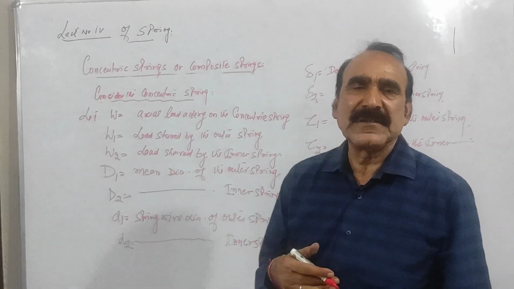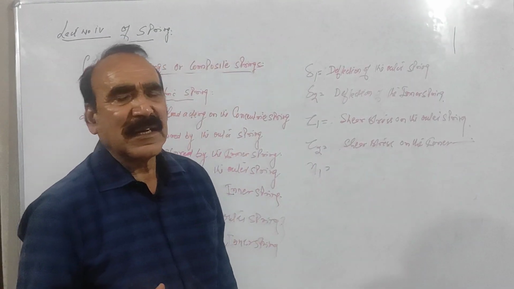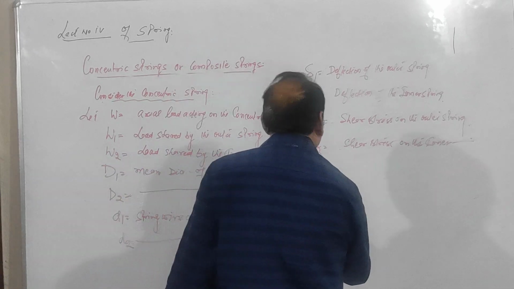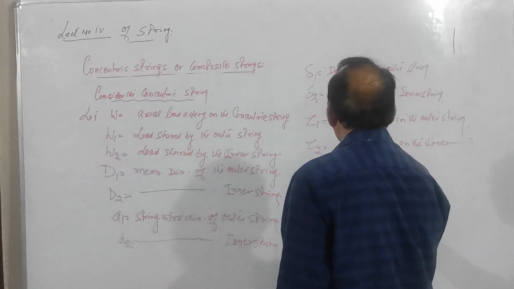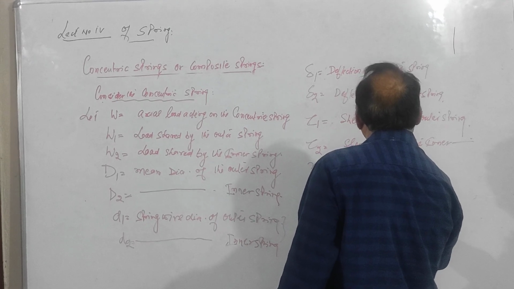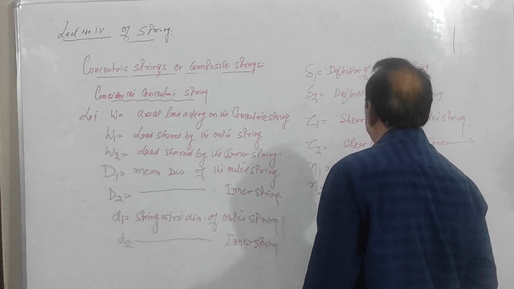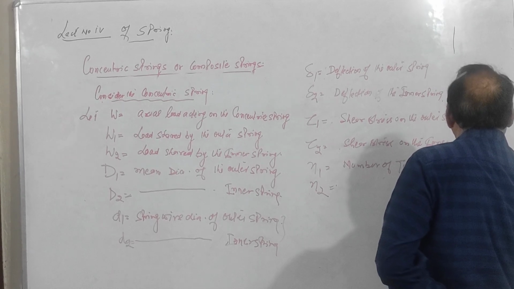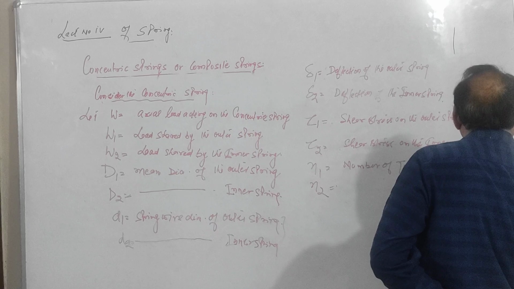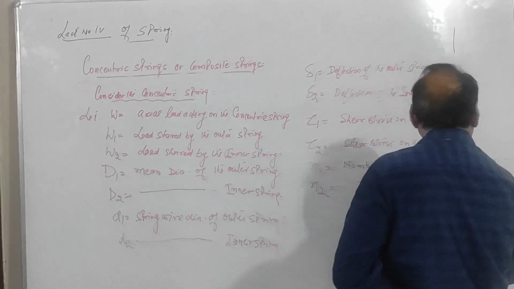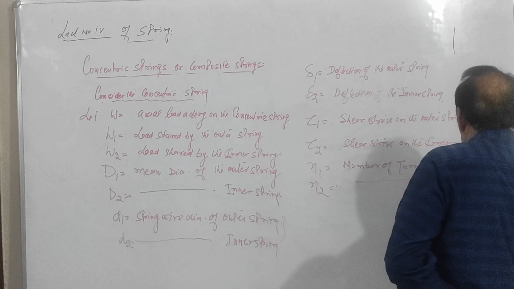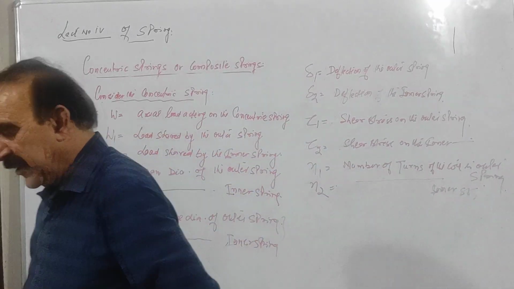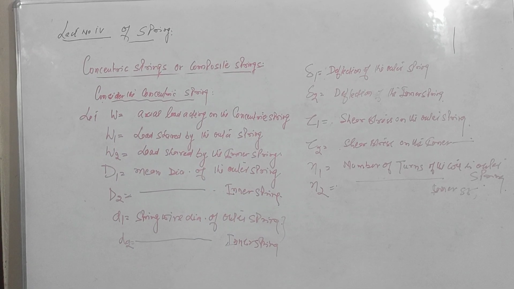इसी तरीके से N1 number of turns of the coil in the outer spring, and N2 number of turns of the coil in the inner spring. So these are the parameters which are given here.